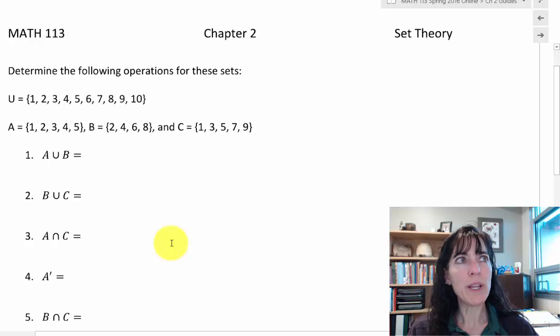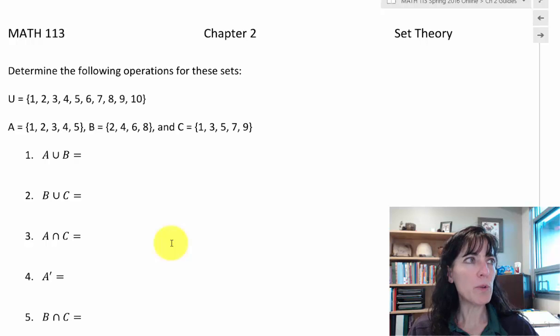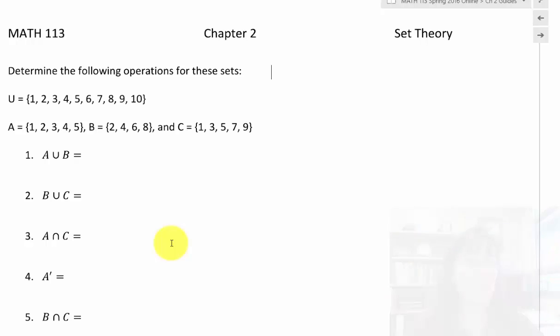Determine the following operations for these sets. U is the universe, and it is the numbers 1 through 10. A is the numbers 1 through 5. B is the numbers 2, 4, 6, and 8. And C is the numbers 1, 3, 5, 7, and 9. And I'm thinking about these three sets.